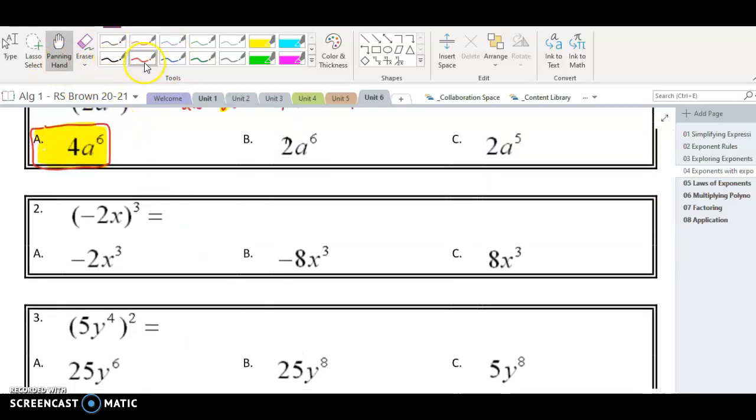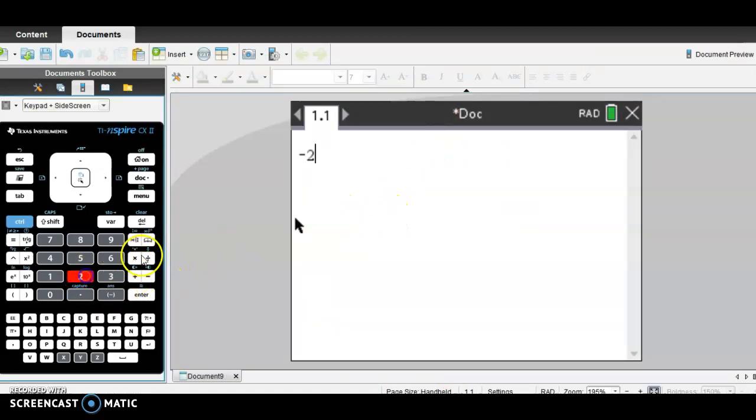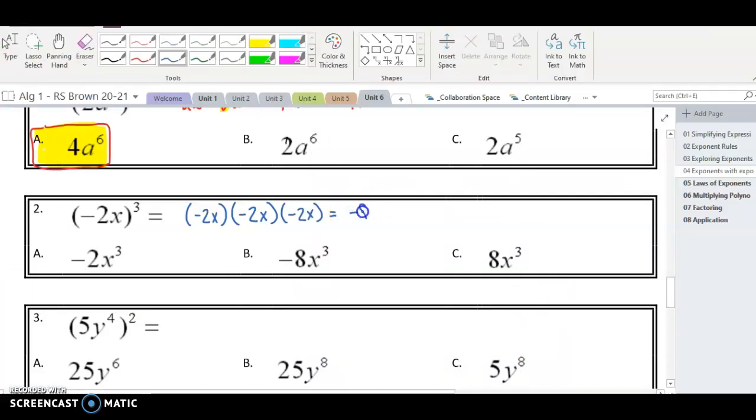The next one is negative 2x raised to the third power. So what this means is I have a negative 2x, and I have three of these, three groups, right? Negative 2x times negative 2x, three of those. So remember, a negative times a negative is positive, and then a positive times a negative is negative. Let's use our calculator. Negative 2 times negative 2 times negative 2. It's a negative 8.